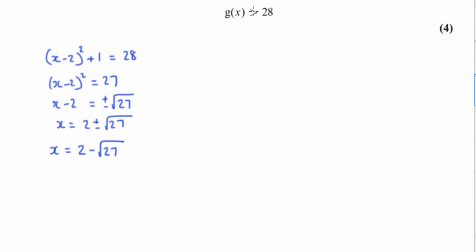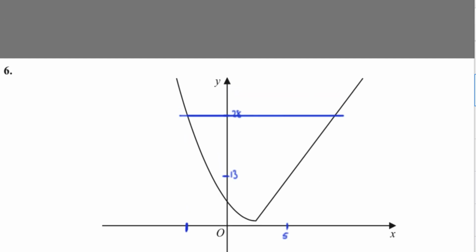But it was an inequalities question. It wants g of x to be greater than 28. So g of x will be above 28 when x is less than 2 minus root 27.